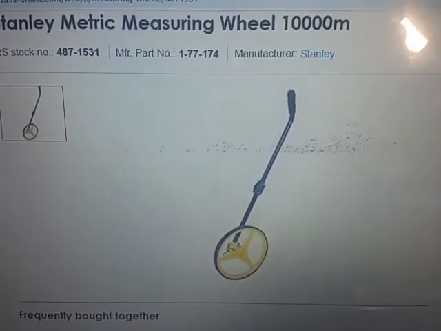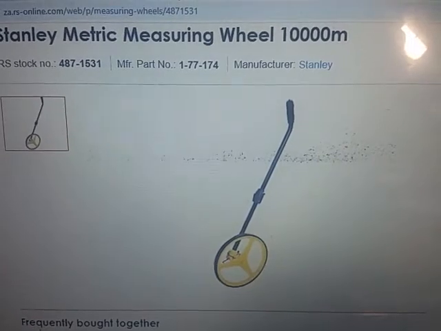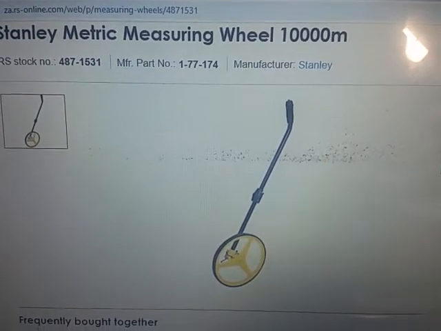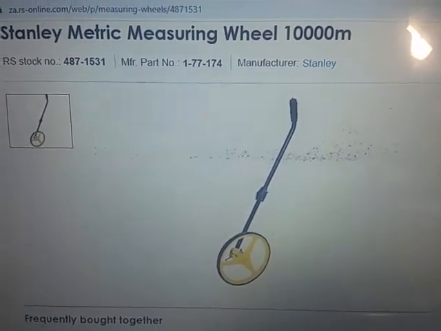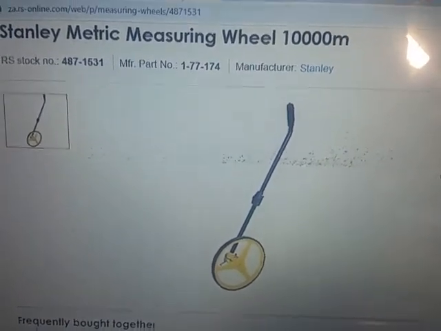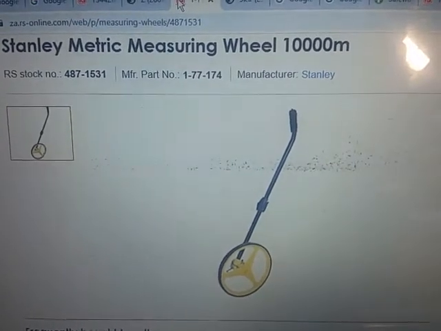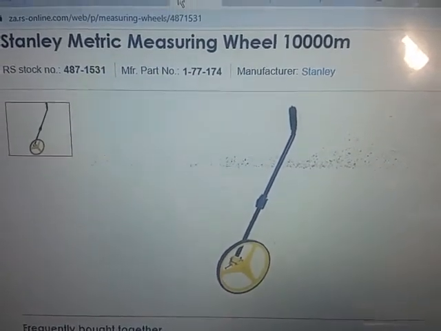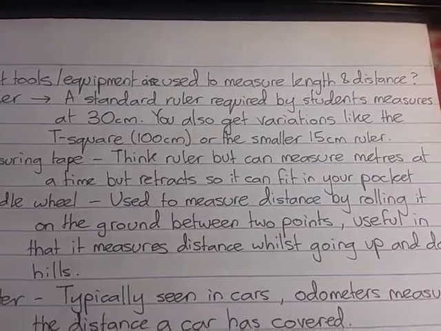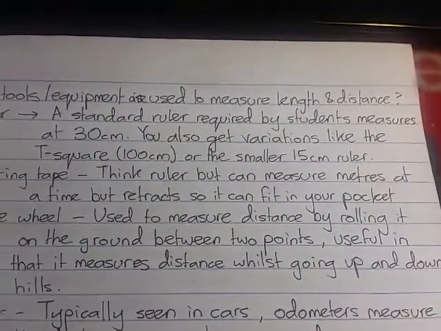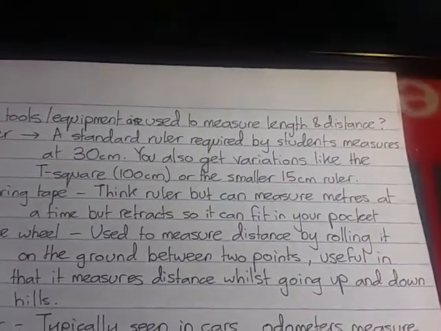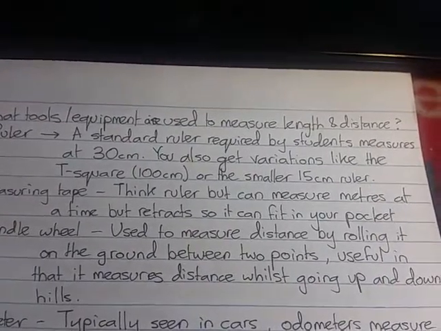With a trundle wheel, you hold the handle and roll the wheel along the ground, and as the wheel turns, there's a counter attached to it that measures the distance the wheel has rolled. So, as I put here, it's used to measure distance by rolling on the ground between 2 points. It's useful because it measures the distance whilst going up and down hills. That's the usage of the wheel.